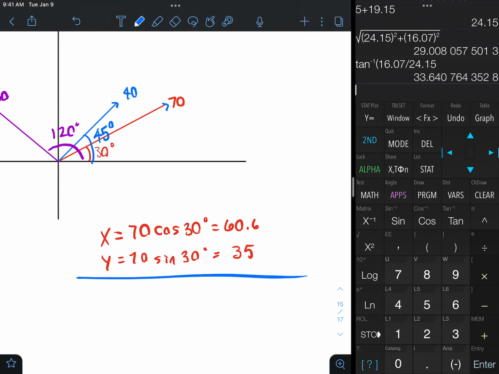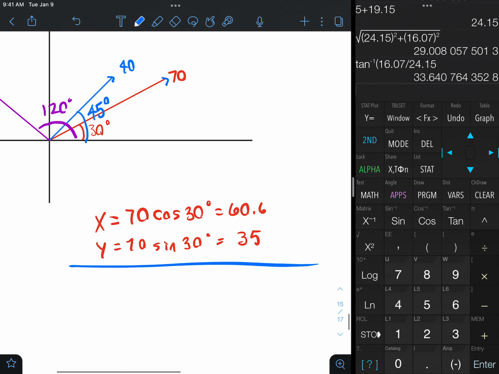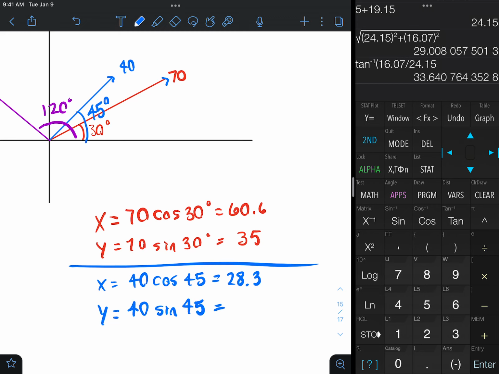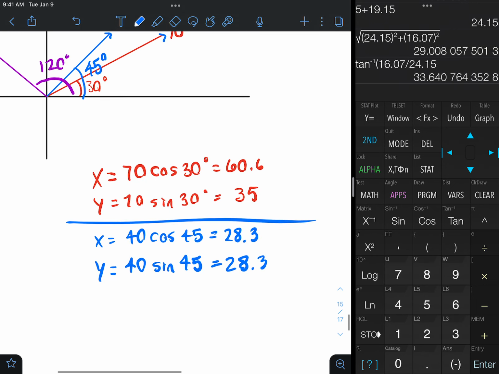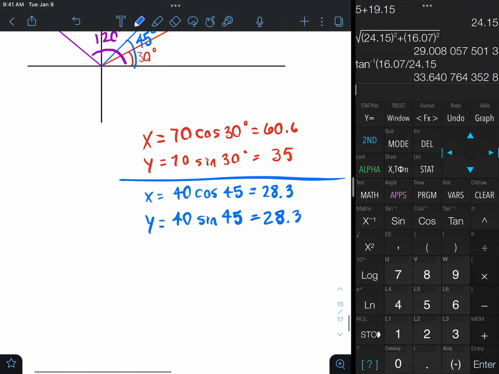All right, for the blue vector here at 40, the x part would be 40 cosine of 45, and that'd come out to 28.3. I've already punched those out. You can feel free to type those in the calculator yourself if you would like. Actually, sine and cosine of 45 degrees on the unit circle come out to the same thing, so it's not a coincidence that these come out to the same thing.